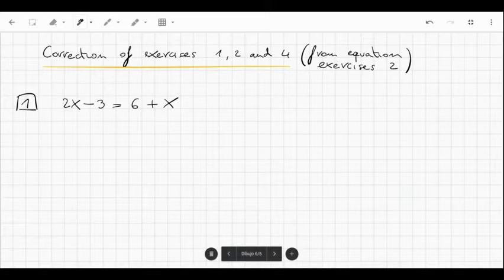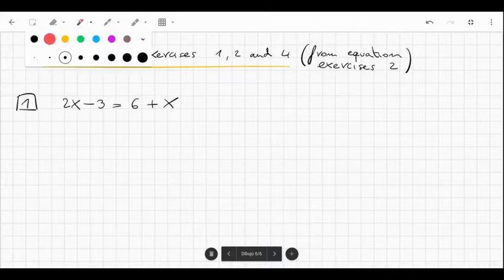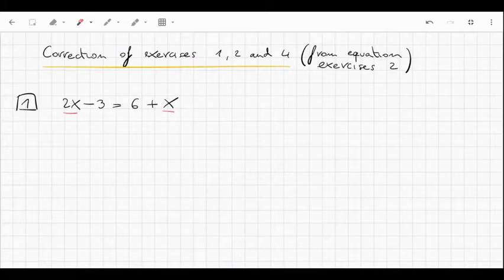How do we find the solution? Well, we put on the left member all the terms with the variable, all the x's. So we've got this one here and this one here. And I want to put all the independent terms, or terms without the variable, on the right side, on the right member.